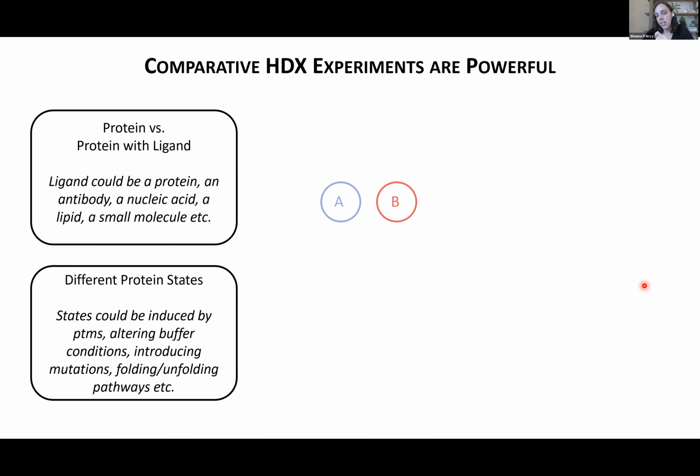And what I mean by comparative is that you take a protein in at least two different conditions, here indicated by condition A, condition B. Condition A may be the protein on its own, and condition B would be the protein with a ligand. So now you can see how the ligand changes the protein by comparing the deuterium uptake in these two conditions. Now, the ligand could be another protein, it could be an antibody, it could be a nucleic acid, a lipid, a small molecule, right? The options are really endless, okay?